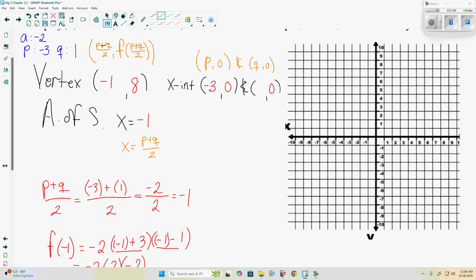What's our value of Q? Q is just 1, because we got it at the start, yes? So that's (1, 0). Could we have plugged in the x-intercepts before we did anything else? Yeah, as soon as we found P and Q, we could have found those first. Questions on this here?